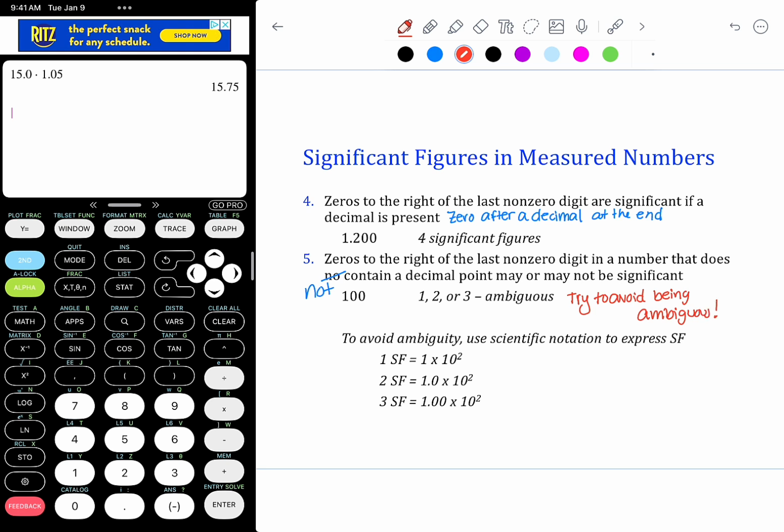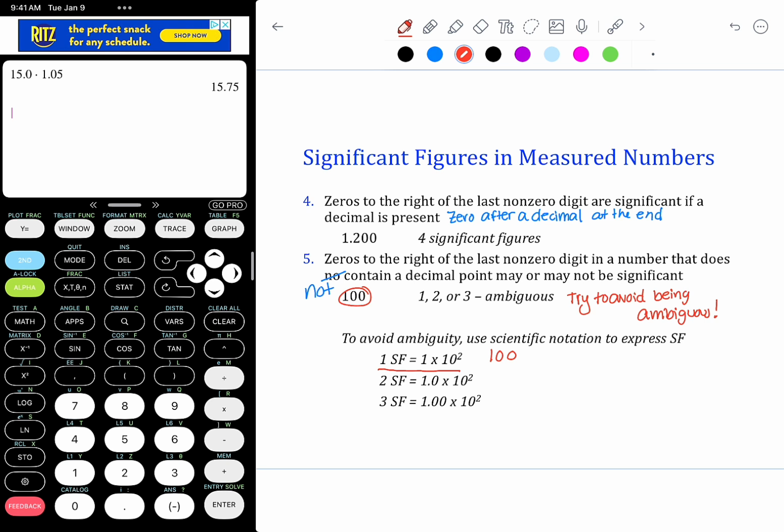In order to do that, we are going to use scientific notation to express our values with proper significant figures. So if I wanted to express 100 having 1 significant digit, I would write it as 1 times 10 to the 2. Because if I were to write this out, that's still 100. It's still ambiguous if I write it not in scientific notation.